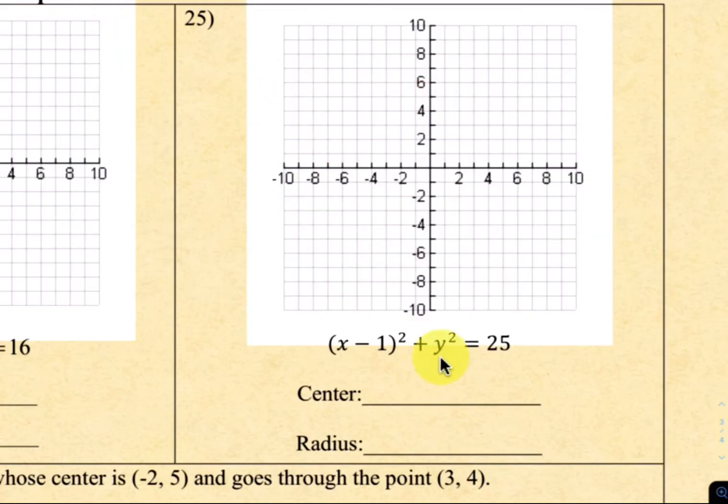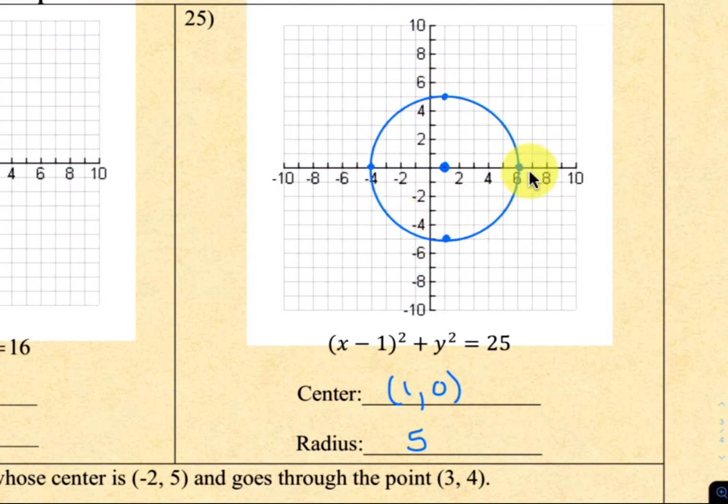All right, for number 25, we have the equation as (x − 1)² + y² = 25. Because of the x minus 1, we know the x coordinate of the center is +1, and then we just have y squared, so that means the y coordinate of the center is 0. So putting that together, the center is (1, 0). The radius is the square root of 25, which is 5. So plotting the center point at (1, 0), and then going to the left 5, and up 5, and down 5, and to the right 5, we get these 4 points here, and then we can draw the circle.